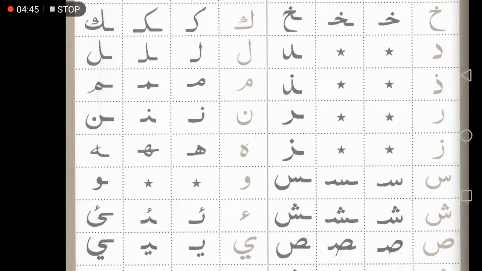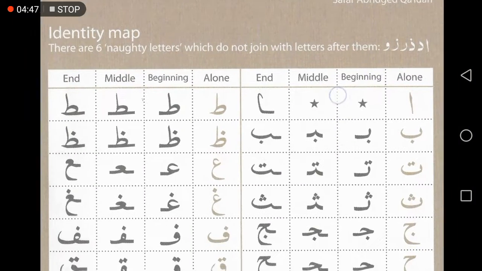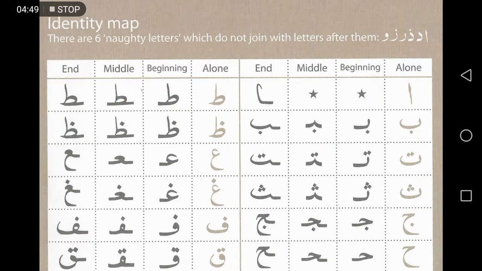That is the awesome identity map in the Safar Abridged Qa'idah.